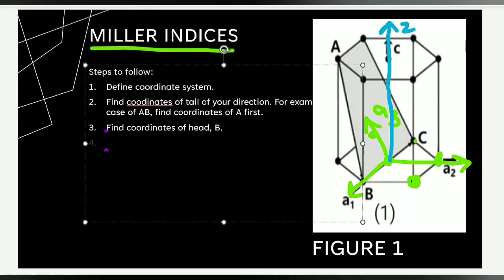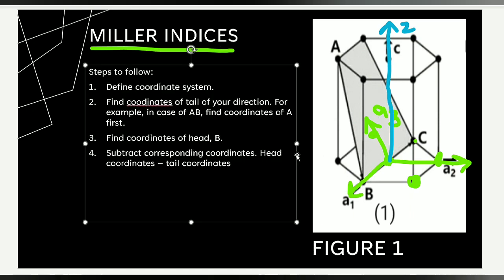And after finding out these things, you have to subtract the corresponding coordinates in order, like head coordinates minus tail coordinates of the particular axis line. For example, if you are considering A1 direction, then A1 component of head point minus A1 component of tail point. So you will see it and you will understand it very easily.